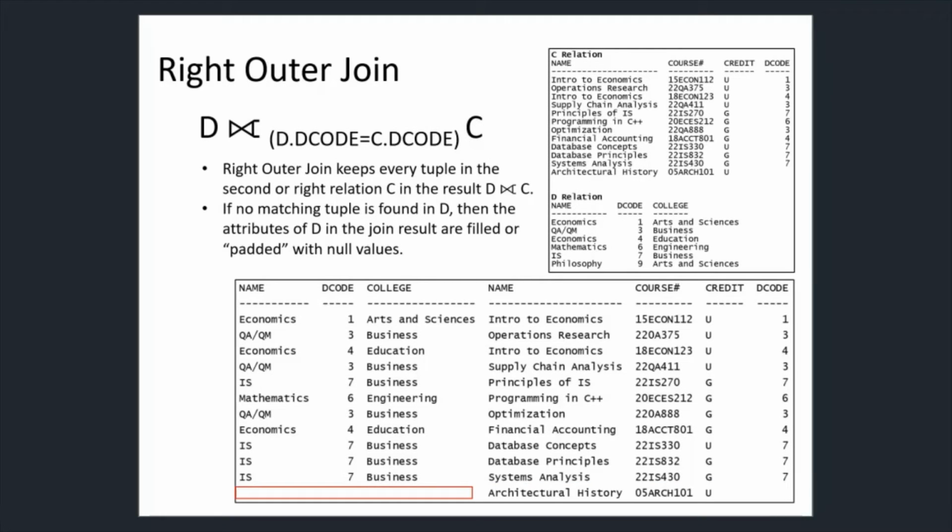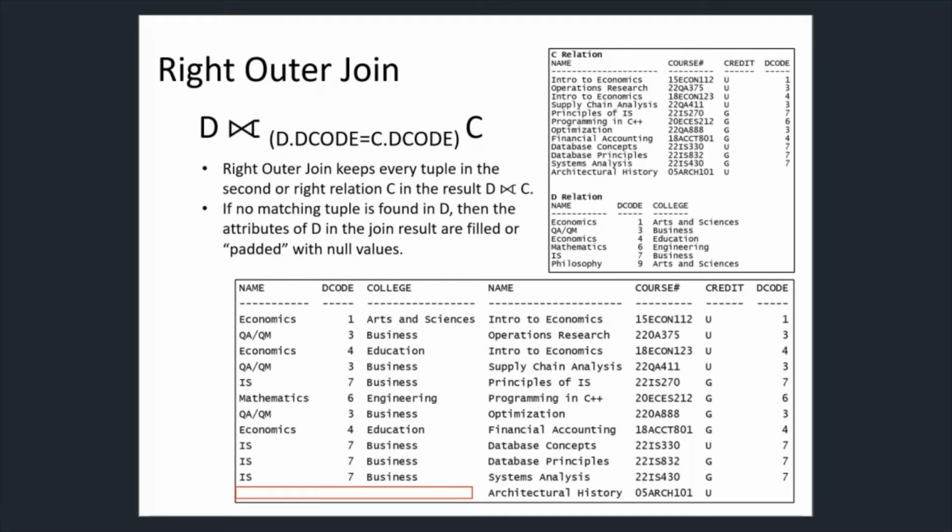And for our next example, we're going to do a right outer join. And as I mentioned in our introduction to outer joins, the right outer join is just an opposite of the left outer join. And so what we're going to do is keep every tuple in the C relation. And if there isn't a matching tuple in the left or D relation, it will be filled with null values. The result of our right outer join is at the bottom of your screen.